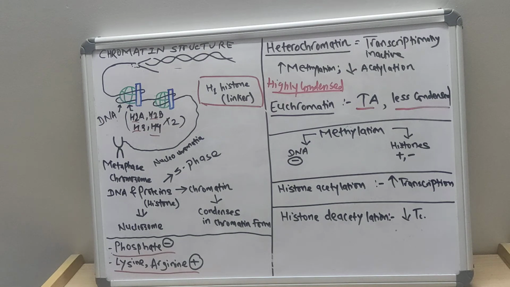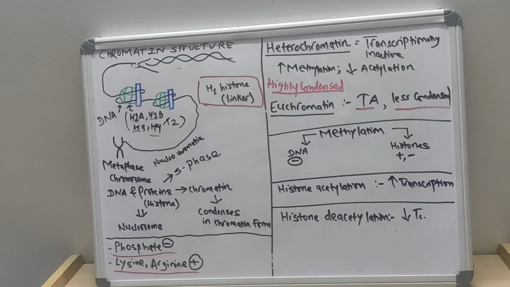Now we are going to talk about methylation, acetylation, and deacetylation. DNA methylation makes the DNA transcriptionally inactive, whereas methylation of the histones may make the DNA transcriptionally active or inactive, depending on the situation. In histone acetylation, the DNA becomes transcriptionally active, because after the acetylation the DNA becomes loosened.